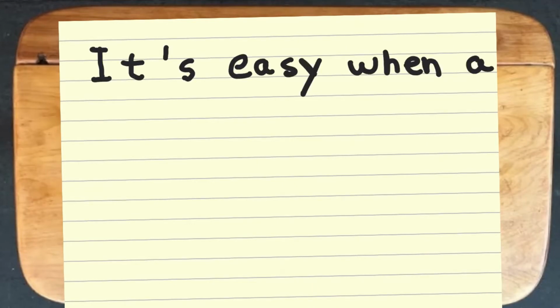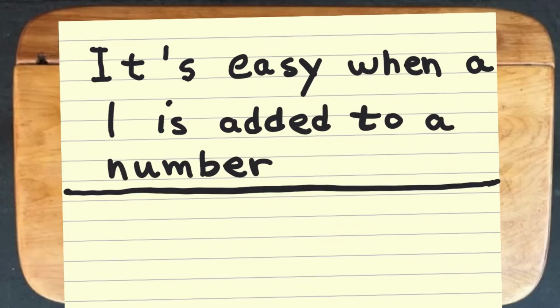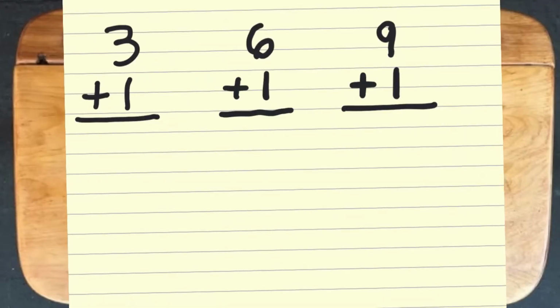It's easy when a 1 is added to a number. In these problems, a 1 is being added. So what you say is, here we have 3 plus 1, so you start with a 3. What's 1 more than 3? What comes after 3? 4, right? 3, 4. And that's the answer. 3 plus 1 is 4.